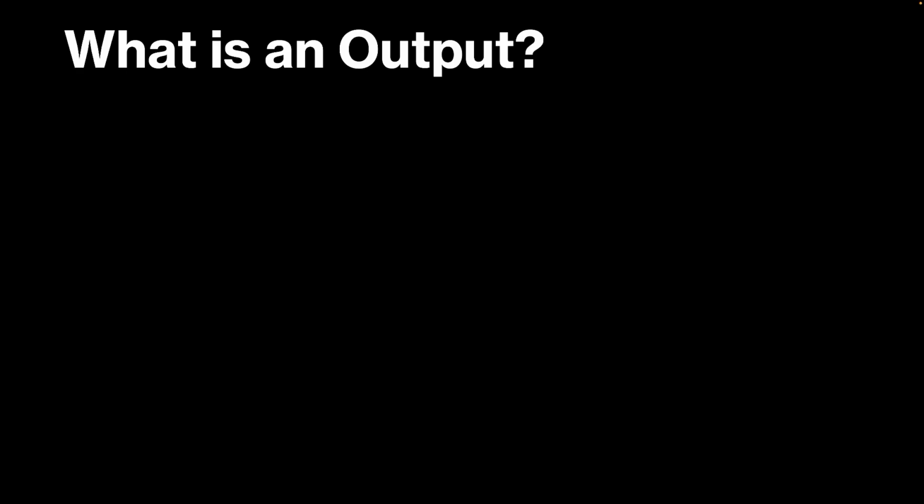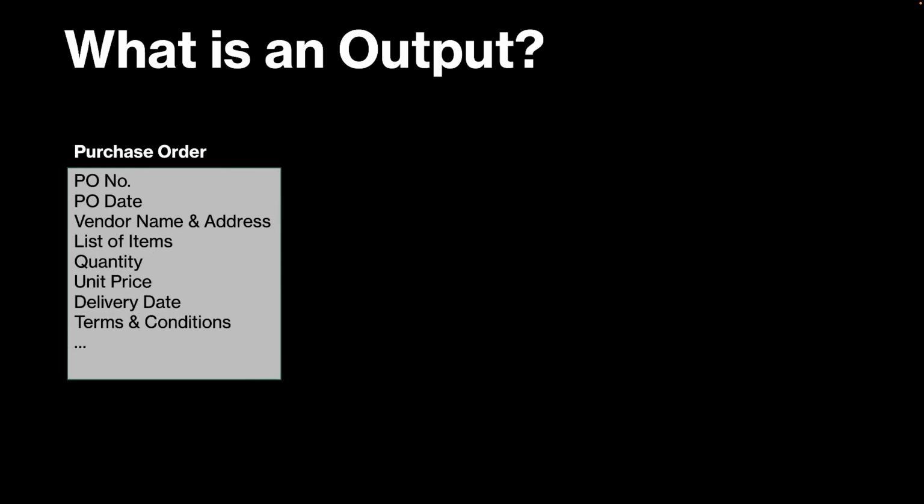So let's start. First of all, let's understand what an output is. Let's say that you create a purchase order in your system. This purchase order will contain multiple details like the purchase order number, PO date, vendor name and address, the list of items, its quantities, unit price, delivery date, the terms and conditions, and so on. All this information you will be entering in your SAP and you will be creating a purchase order.